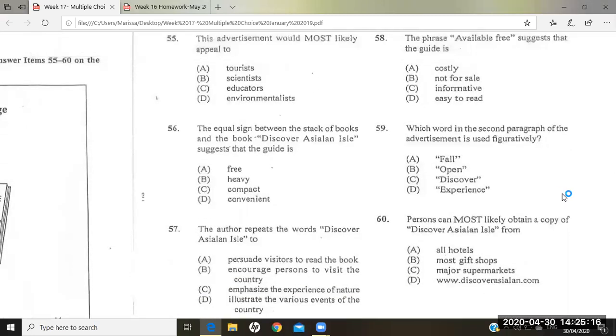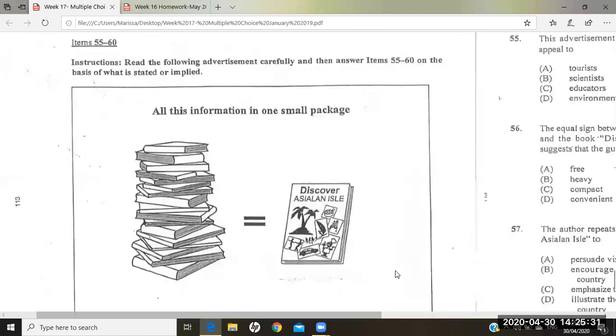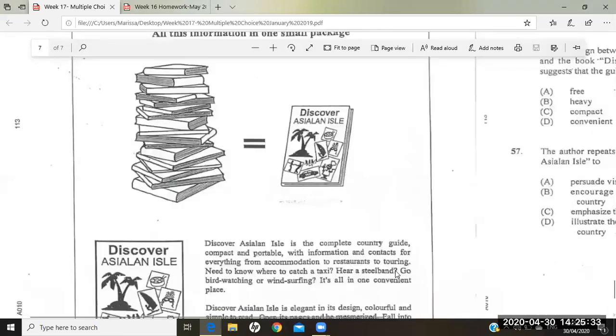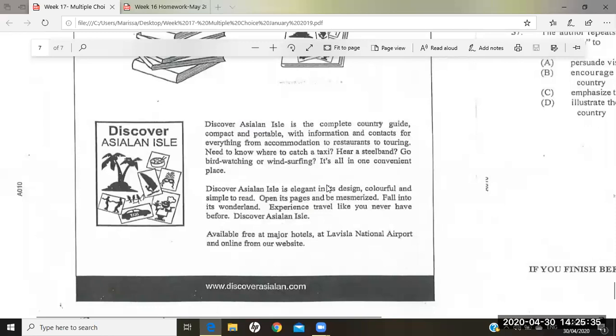Very good. 59, Charlissa will give me the answer for this. It says, which word in the second paragraph of the advertisement is used figuratively? So we have fall, open, discover, and experience. So let's look at the second paragraph of the ad to see which word is used figuratively. And you remember, figuratively means not literally, right?